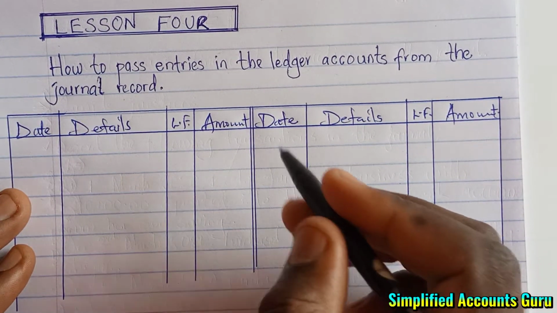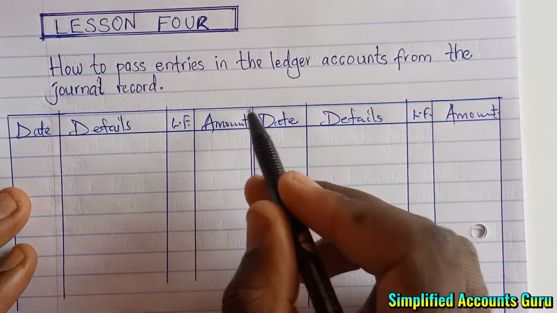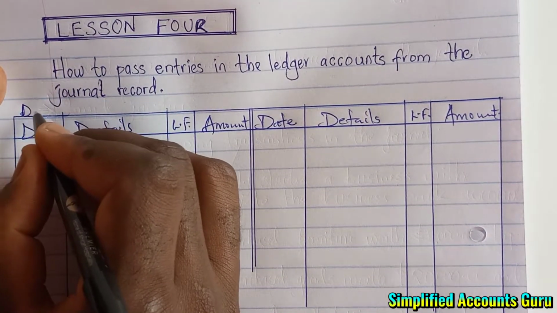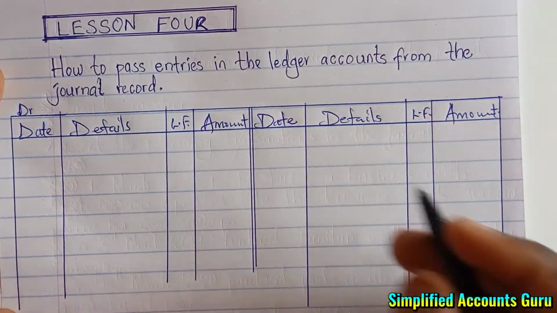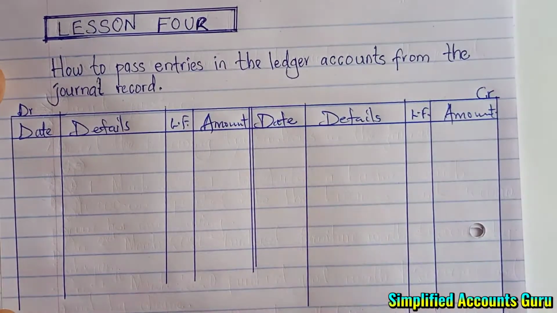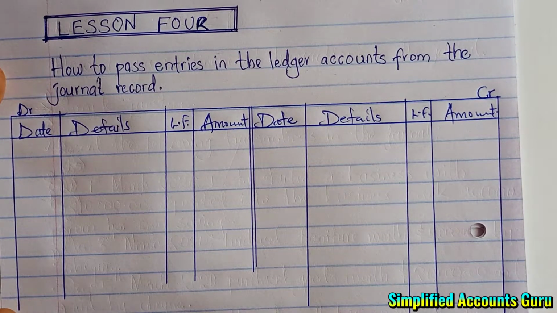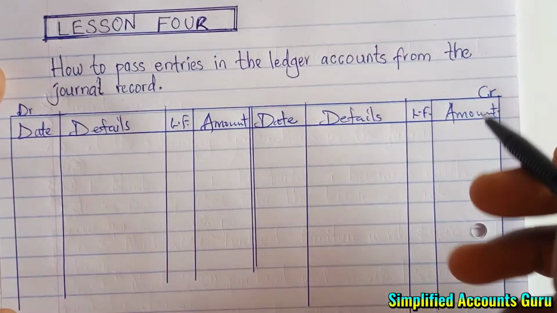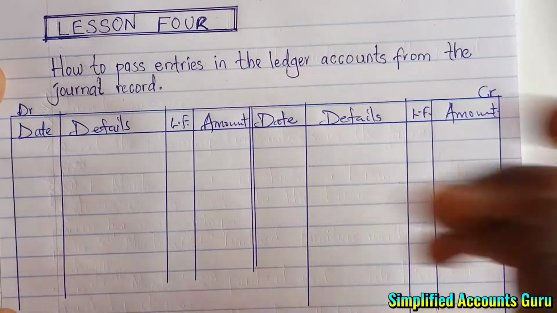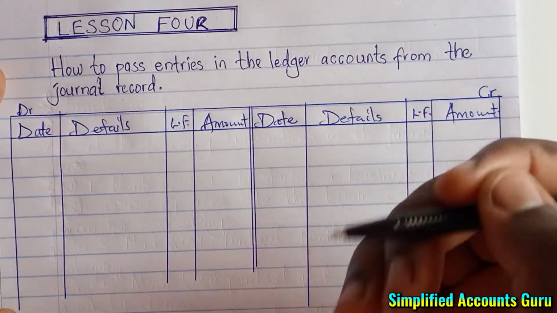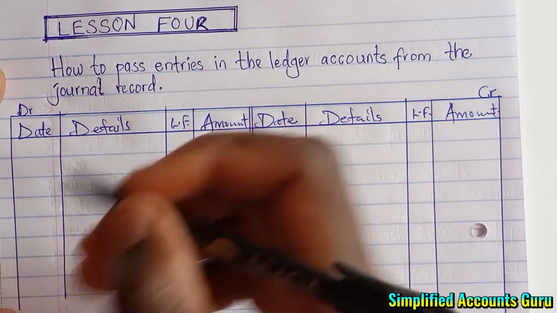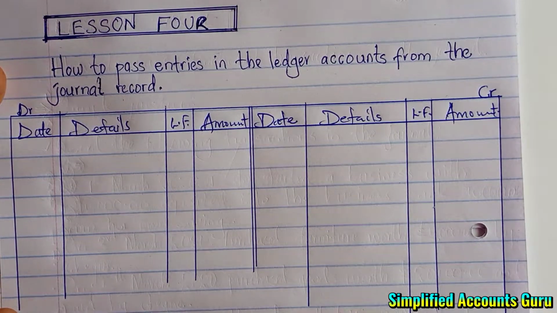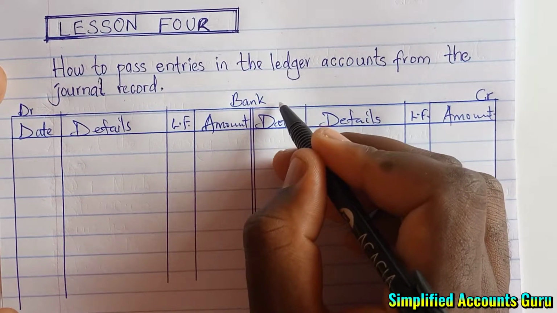Now the only thing we are lacking here is to identify which specific account we are talking about. Definitely this side will be the debit side, so we normally denote it with DR. Then this other side we also have CR to denote the credit side. So don't confuse them, having one side on the other end and the other one on the other side. Always ensure that the debit side is maintained on the left hand side while the credit side is maintained on the right hand side. Let's say this is going to be our bank ledger account.